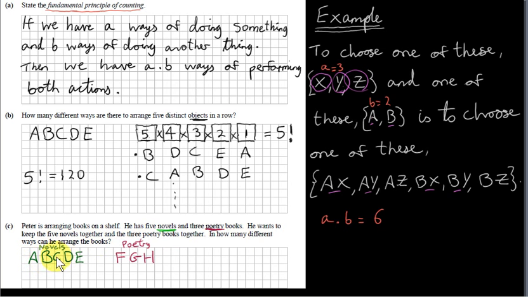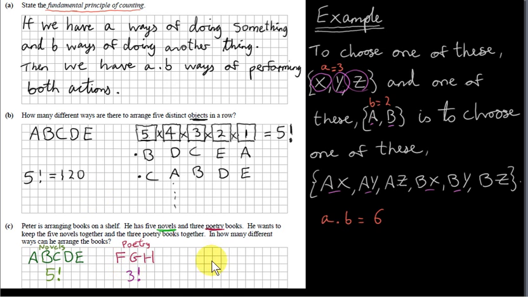Here I've let the letters A, B, C, D and E stand for the novels, and F, G and H stand for the poetry books. We know that there are 5 factorial ways of arranging 5 objects. In this case the objects are novels. We have that from part B. For the poetry books, we will see that there are 3 factorial ways.